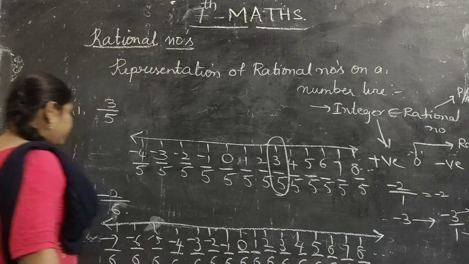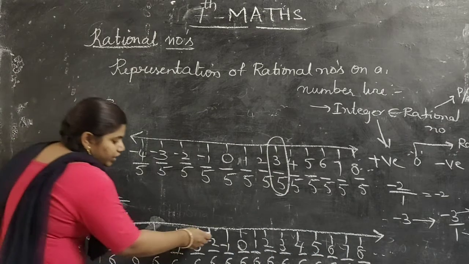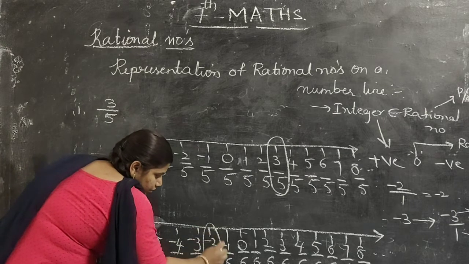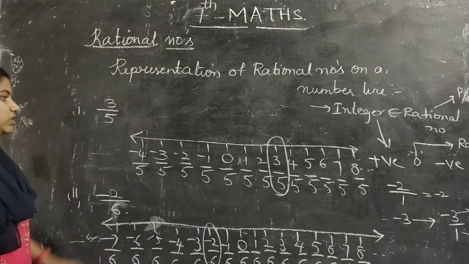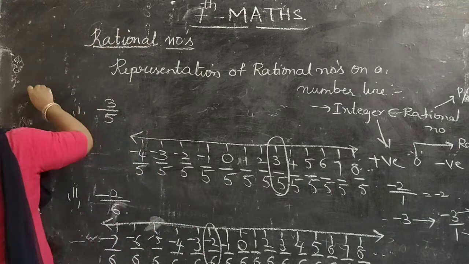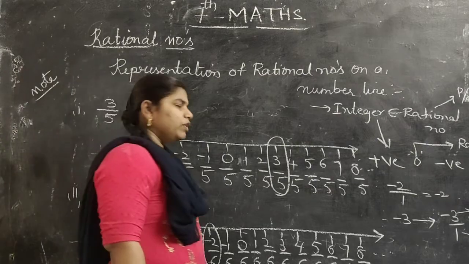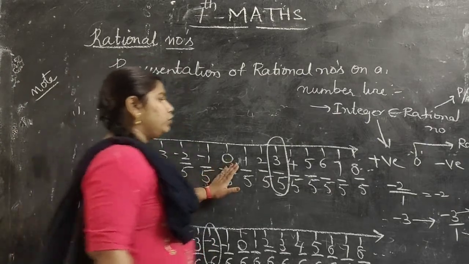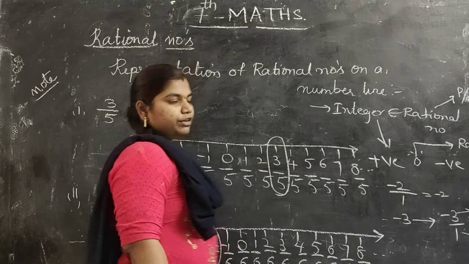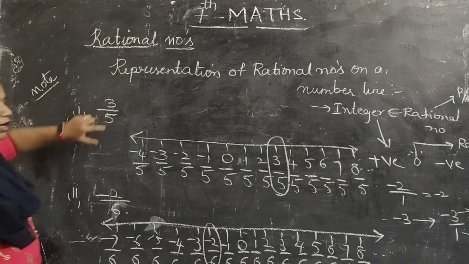So which rational number do we have to represent? That is minus 2 by 6. So where are you seeing minus 2 by 6? Here. Okay, this is how you will represent rational numbers. Now one more note point: between any two rational numbers you will be seeing infinite rational numbers, depending upon this denominator value.